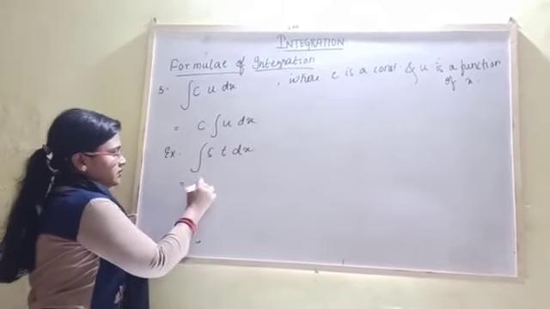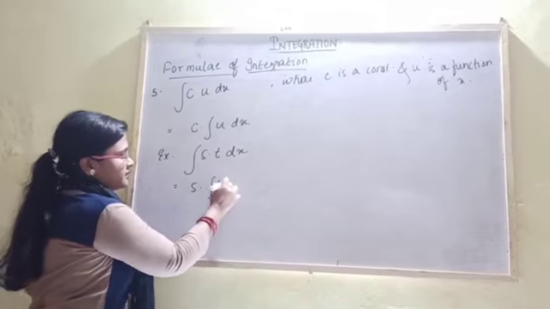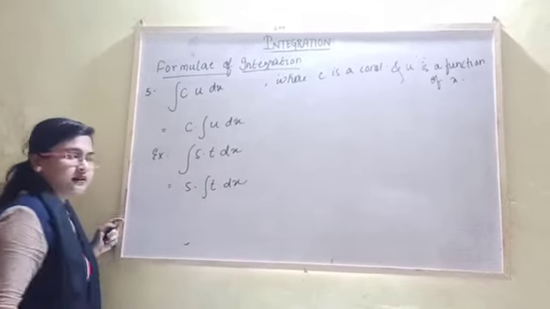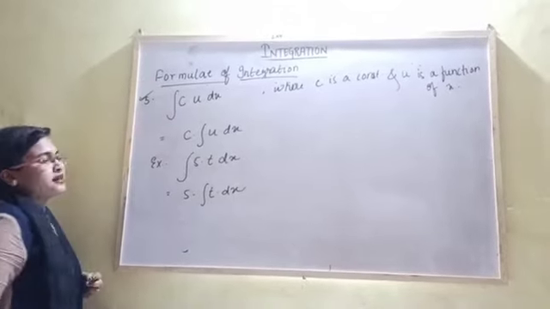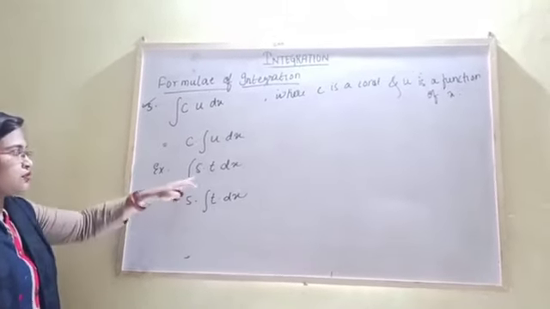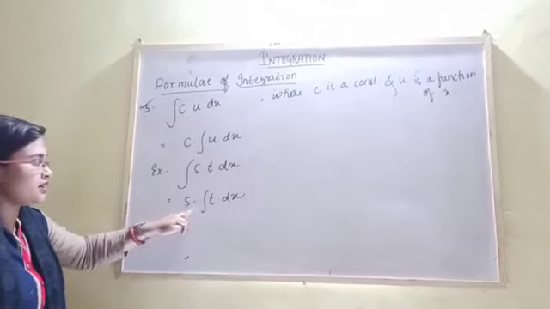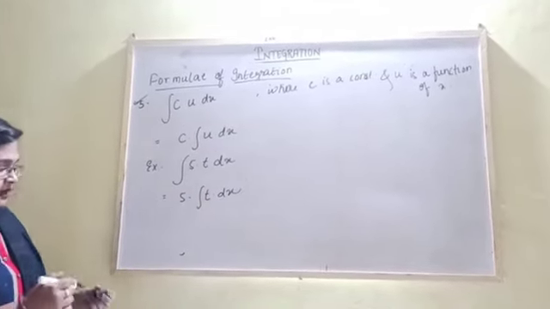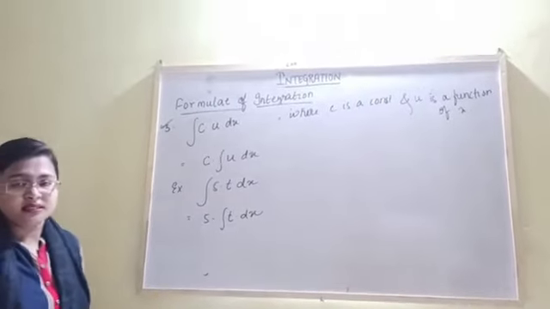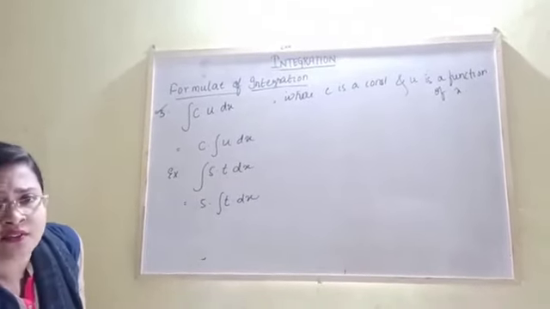So what you have to do is take out 5, and the remaining is t dx. Clear? It's just an extra formula in integration. The constant should be taken out of the integration and the remaining will be inside the integration. Clear? Now, let's move on to the 6th formula.